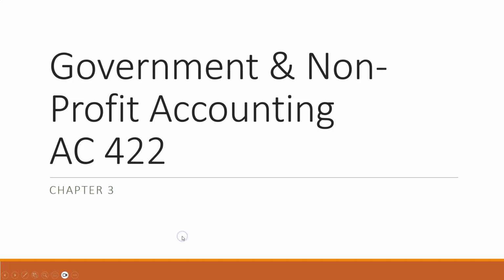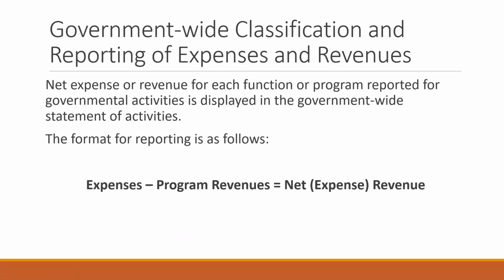So in Chapter 3, we talk about classification of government accounts and then recording of government accounts and two of the main financial statements. One is the government-wide statement of activities, and the other one is called the statement of revenues, expenditures, and changes in fund balances. I just wanted to make sure I had that name specifically correct.